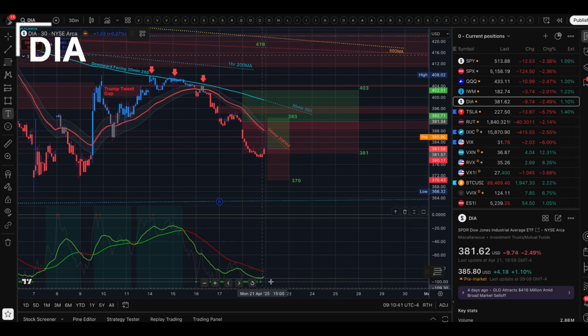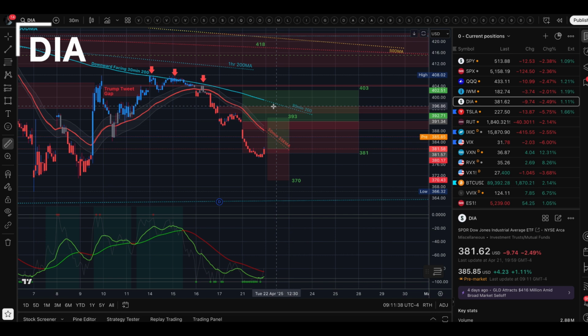We are reaching oversold here. Right now futures are up 1.8%. So pre-market takes us to 385, almost 386, and that is just underneath this 30-minute 200 moving average. Above that, we do have this down gap from yesterday. Top of that gap is at 391. So first level of resistance after the 30-minute 200 moving average is 391.